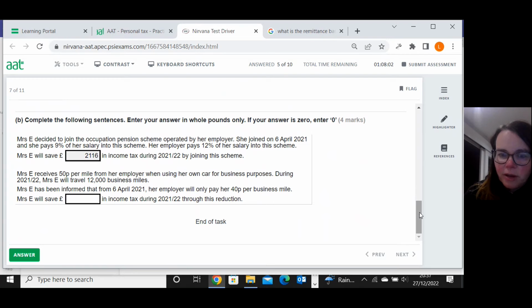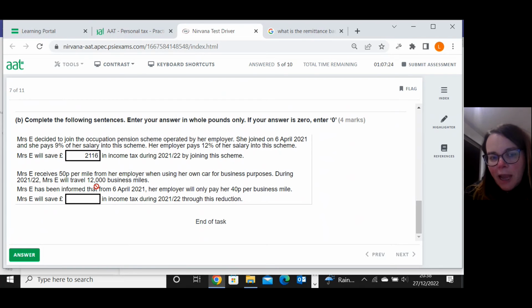Actually, it wasn't that one, it was this one. It wasn't too bad, was it? Right, this one. Mrs. E receives 50p per mile from her employer when using her own car for business purposes. She's going to do 12,000 miles. Right, so 12,000 times 50p means she's going to get £6,000. Mrs. E has been informed that from April 21, she's only going to get 40p per mile. How much will she save in tax through this reduction? So she's not better off, but she will save some tax.